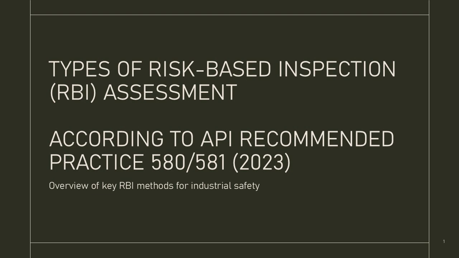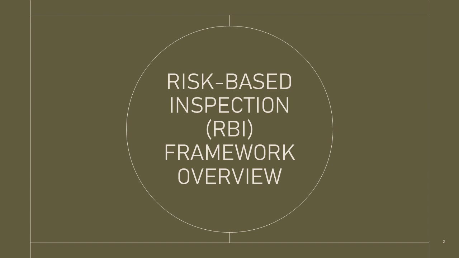Types of risk-based inspection, RBI, assessment according to API Recommended Practice 580-581: Overview of Key RBI Methods for Industrial Safety. Introduction to Risk-Based Inspection, RBI Analysis in General, Scope and Objectives of RBI Assessment, RBI Analysis Methods Overview, Factors Influencing RBI Method Selection, Continuum of RBI Methods, Qualitative RBI Method, Semi-Quantitative RBI Method, Quantitative RBI Method, Expected Outcomes of the RBI Process, Inspection Planning Outputs, Conclusion and Key Takeaways.